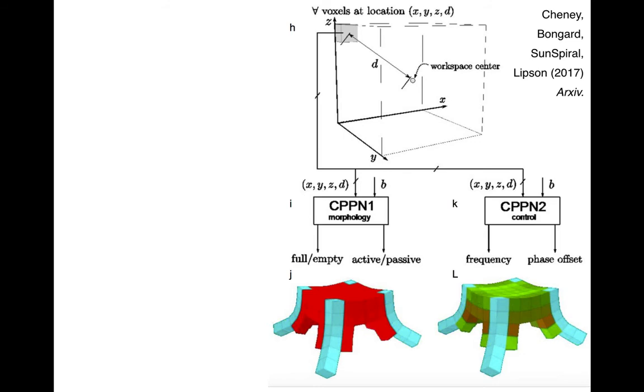So we have a genotype which is specifying body and brain, but a mutation to CPPN1 will affect the morphology of the child, but not the controller. A mutation to CPPN2 will impact the controller in the child, but not the morphology. So we're dissociating the mutational impact on morphology and control. That helps. It's necessary but not sufficient.